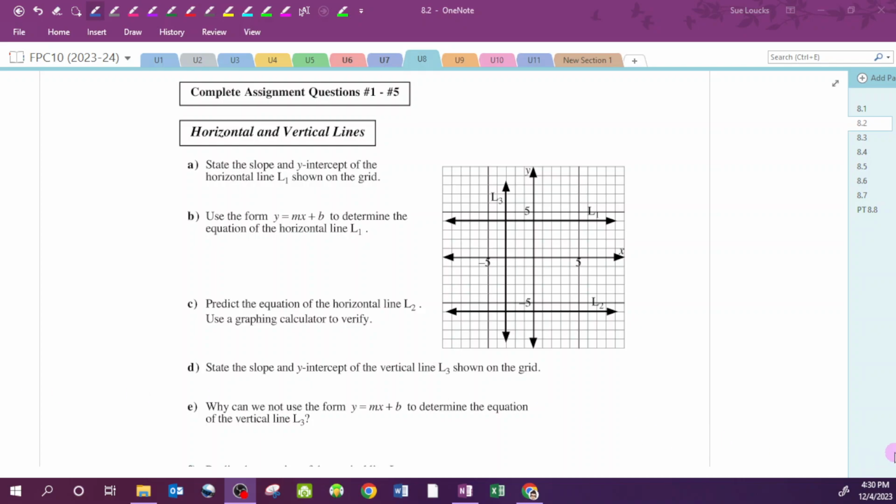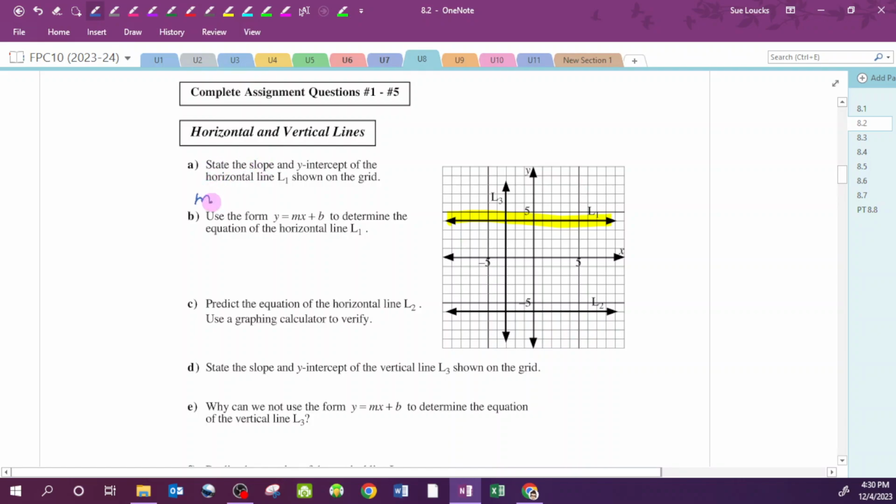This is part 2 of lesson 2 on equations of linear relations, and we're talking about horizontal and vertical lines. So let's look at L1, which is this one here. What are the slope and the intercept of that line?